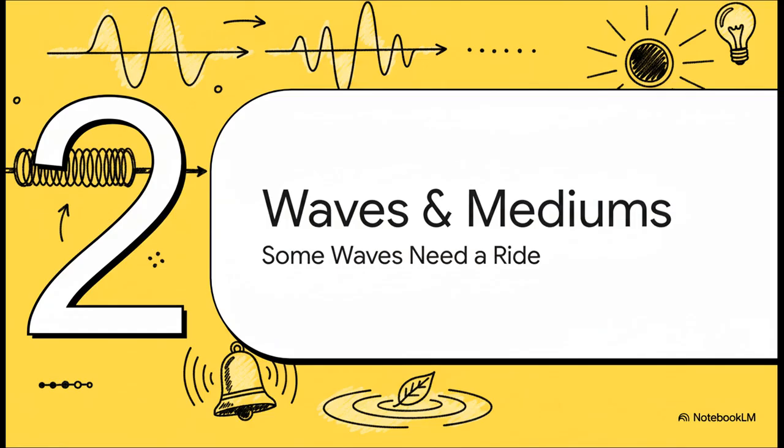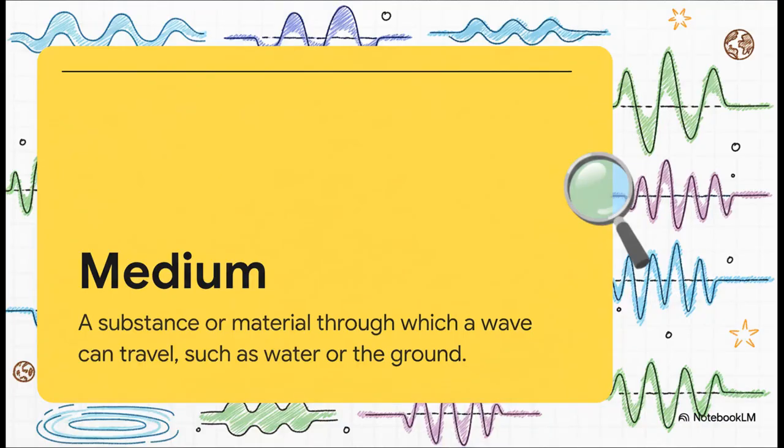All right, so we've established that waves move energy, but how do they do it? Do they all travel in the same way? Not a chance. And the first big difference between them all comes down to one simple question. Do they need something to travel through? And that something has a name, a medium. A medium can be a solid, a liquid, or a gas.